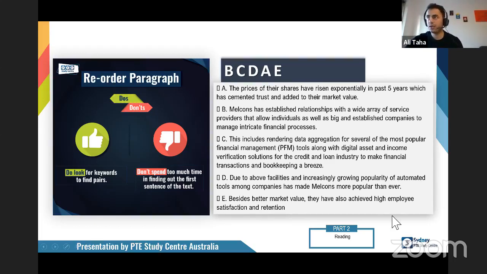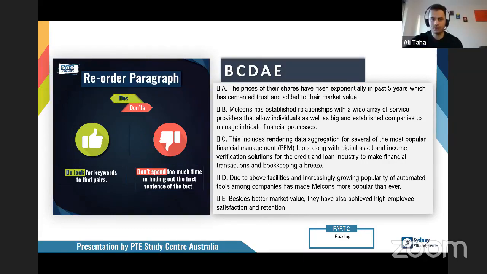So the final solution, as you see, will be BCDAE. Obviously here, everyone was able in the comment section to find B as an independent sentence. It's clear, introducing what Melkins has established recently. Absolutely. So once you found it and you got the 2 pairs using the keywords, you got it fully correct. So do look for keywords to find pairs and don't spend too much time thinking about the first sentence of the text. Very good tips, Ali.